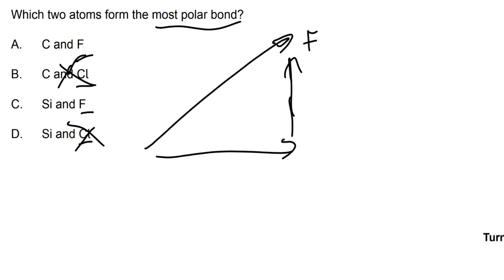So carbon is going to be directly above silicon in the periodic table. So there's not going to be a horizontal difference, but there is going to be a vertical difference. And that's going to be that carbon has a higher electronegativity than silicon. So that means that this difference in electronegativity is going to be smaller than this one. So this is going to be the larger difference in electronegativity, hence the most polar bond. So we're going to go with C as our answer.